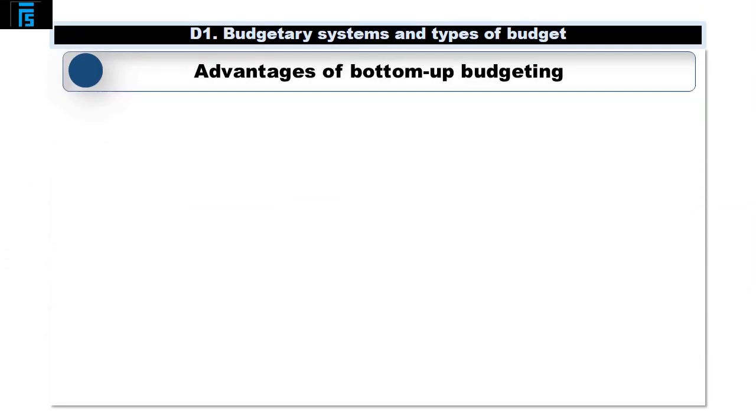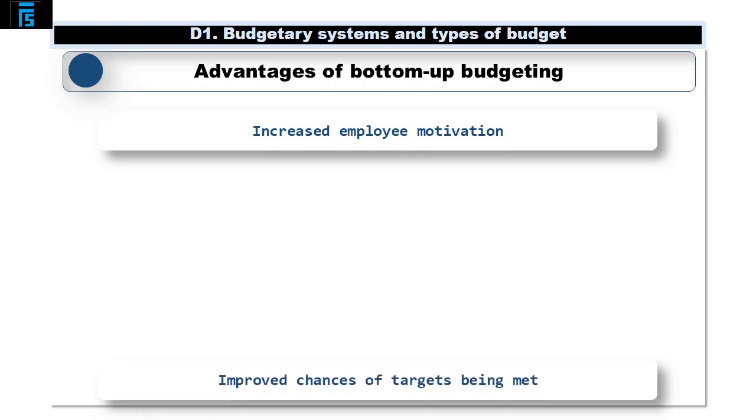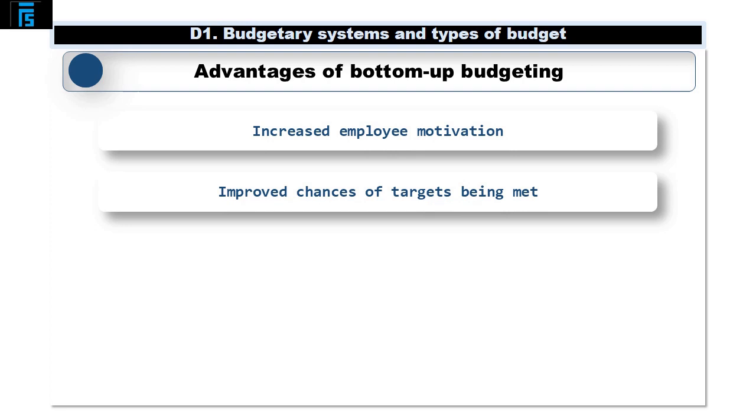Advantages of bottom-up budgeting. By including employees in the preparation of the budget, then employee motivation should increase in terms of trying to achieve the budgetary goals. This in turn should increase the likelihood of budgetary success.